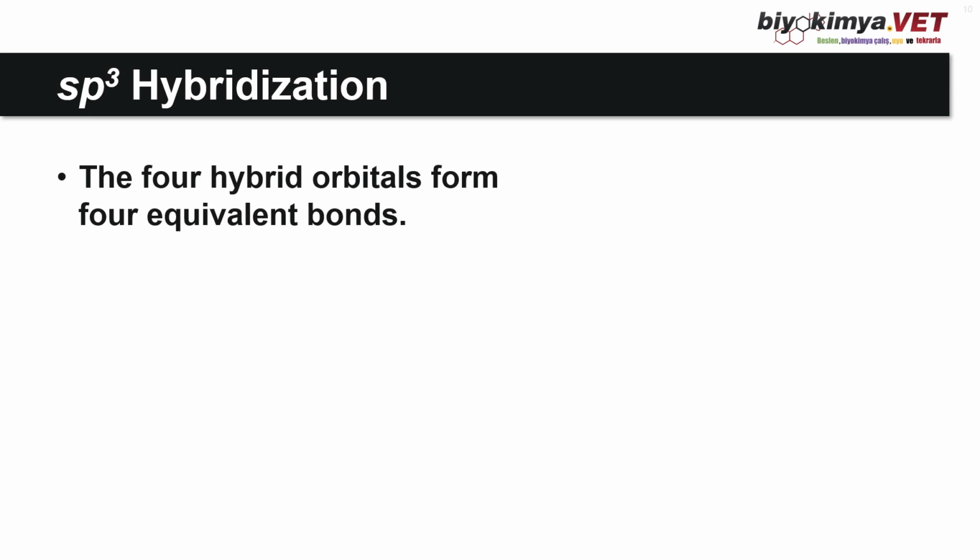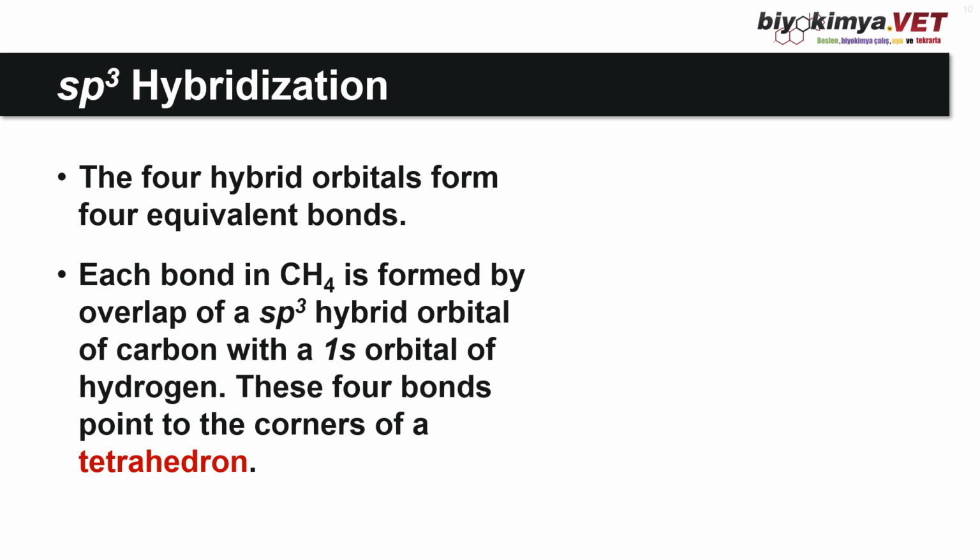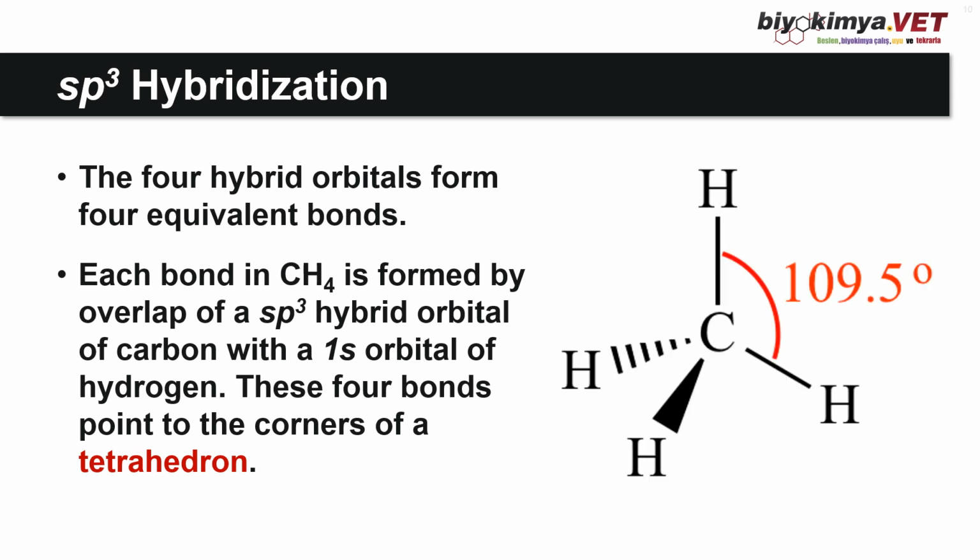The 4 hybrid orbitals form 4 equivalent bonds. Each bond, as in methane, a component of natural gas, is formed by overlap of an sp3 hybrid orbital of carbon with a 1s orbital of hydrogen. These 4 bonds point to the corners of a tetrahedron. Here is the sp3 hybridized carbon, which forms 4 single bonds with 4 hydrogens. We call it a tetrahedron because it forms a four-sided pyramid shape. The angle between each bond is approximately 109 degrees.